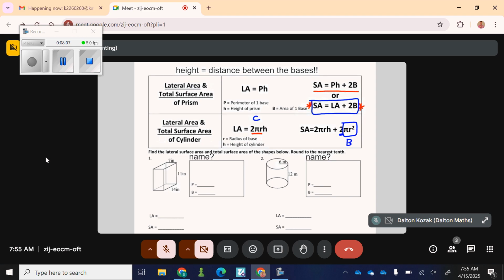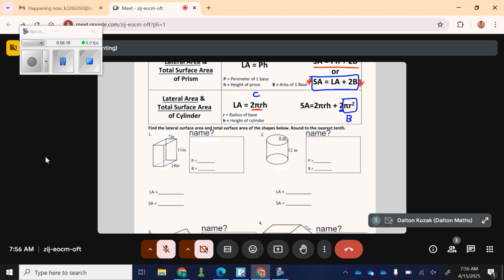So let's look at examples 1 and 2. It wants the name, and it wants you to, in this little box here, draw your base and get the perimeter, and then the area of that base. So the bases are these two rectangles, and there should only be two of them. So basically we have a rectangle, so the name should be a rectangular prism.